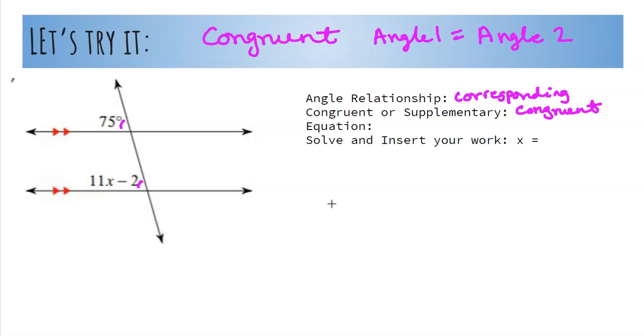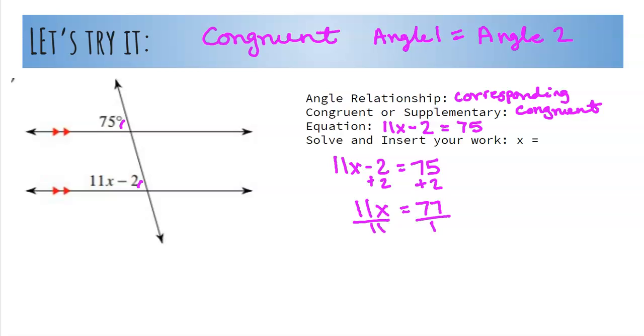In this case, I have 11x minus 2 as one of my angles. The other one is 75. So I have my equation, 11x minus 2 equals 75. I'm just solving for x right here, so I'm going to add 2 on both sides, which will give me 11x equals 77. Then I'm going to divide to get x by itself, which will be 7.